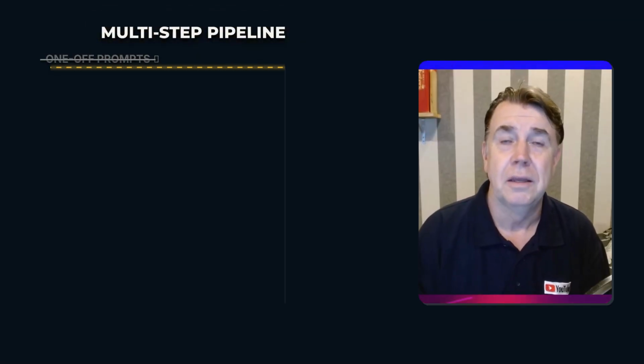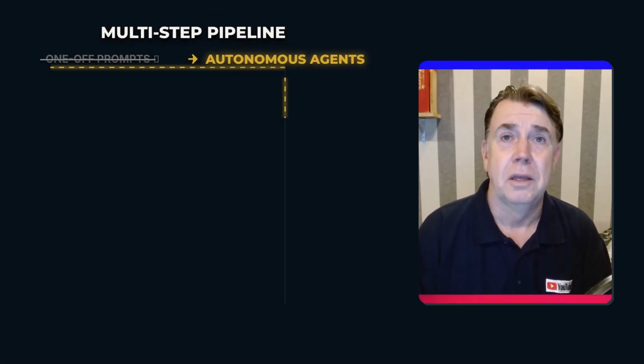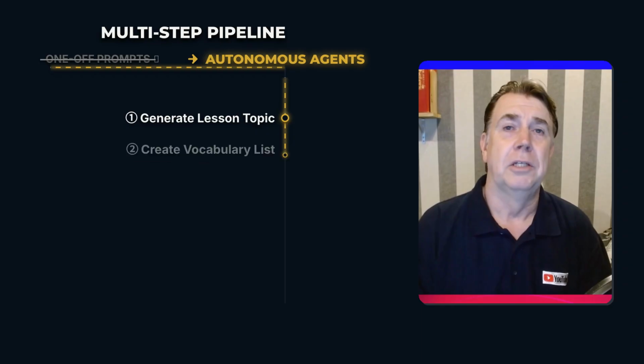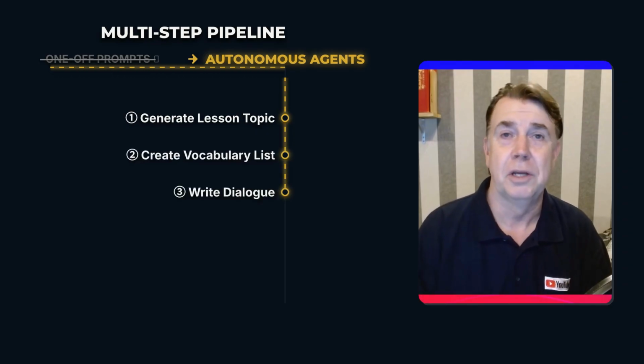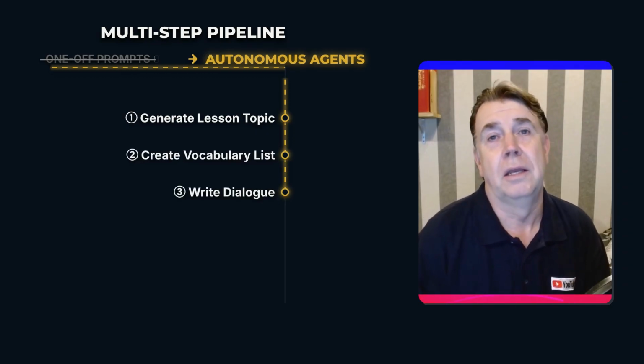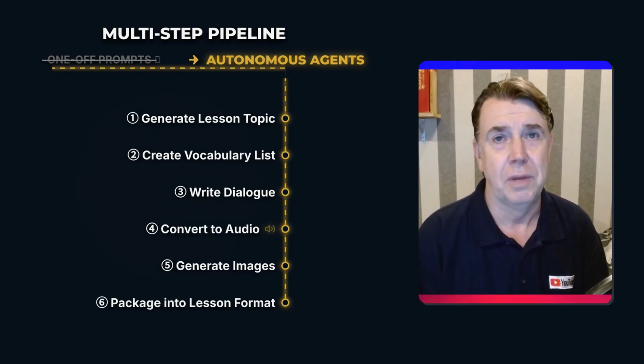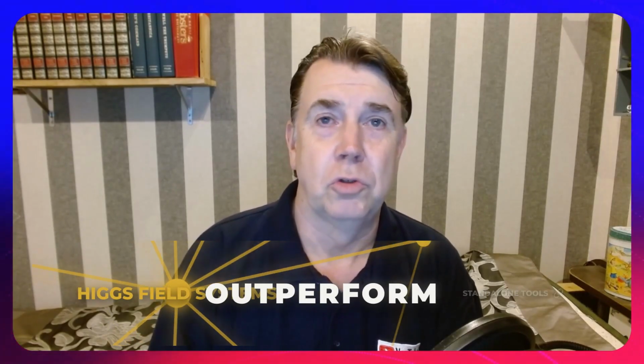E. AI agents, workflow automation. This is the most important layer. Instead of one-off prompts, you create multi-step pipelines, autonomous agents. Example workflow: generate lesson topic, create vocabulary list, write dialogue, convert to audio, generate images, package into lesson format. This is where Higgsfield-type systems outperform standalone tools.